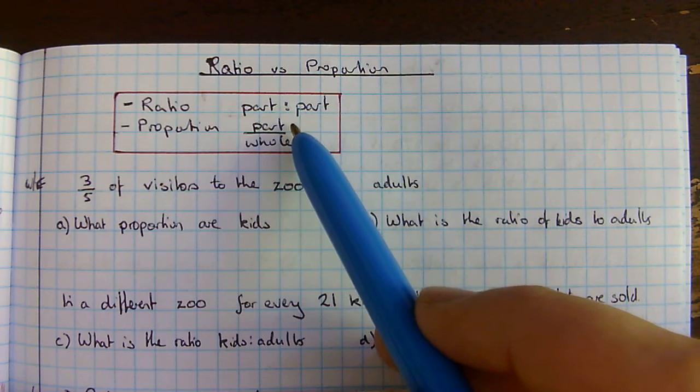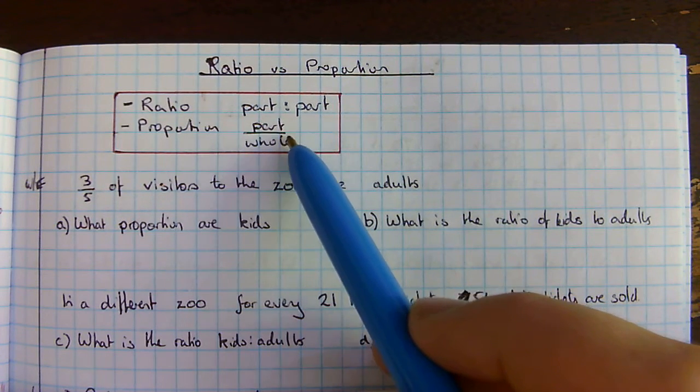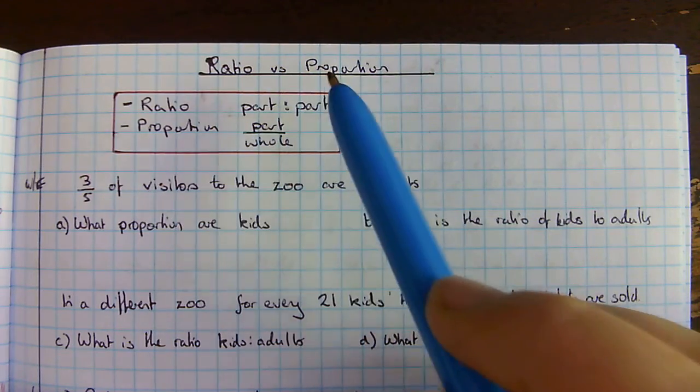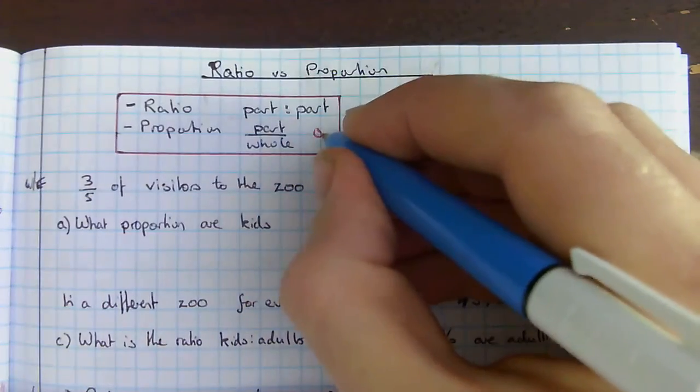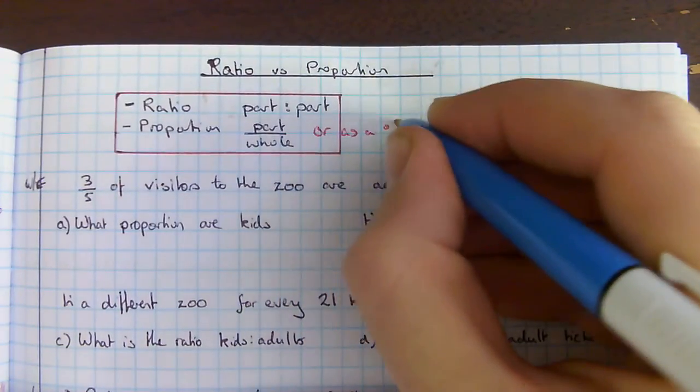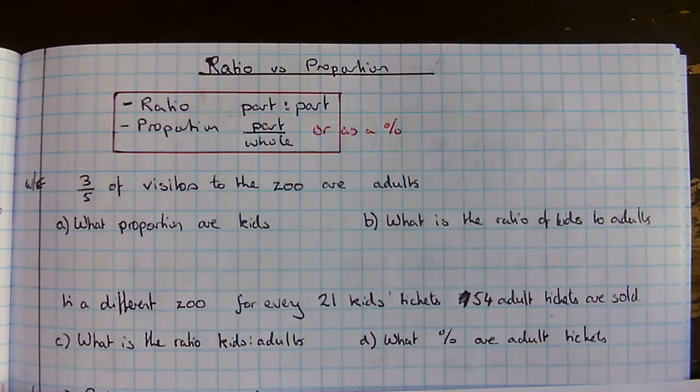For proportion, you've got what person A gets out of the total amount available, and that's either expressed as a fraction, or it can also be expressed as a percentage. So we're going to take a look at this first example.